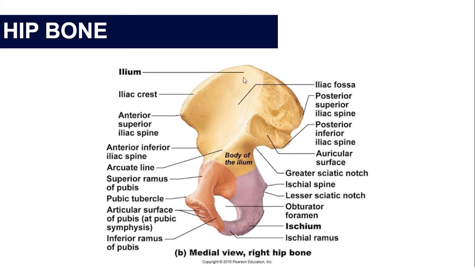Aside from that, we have some other features, which are your greater sciatic notch and then the lesser sciatic notch. In between these notches, we find your ischial spine. Now, we have again your ischial ramus, then the inferior ramus of the pubis, the pubic tubercle here, and then the superior ramus of the pubis. Aside from that, we also have your obturator foramen.